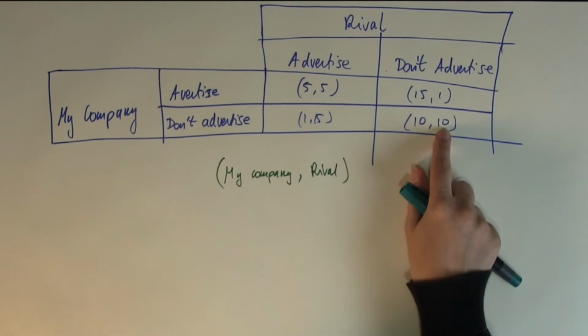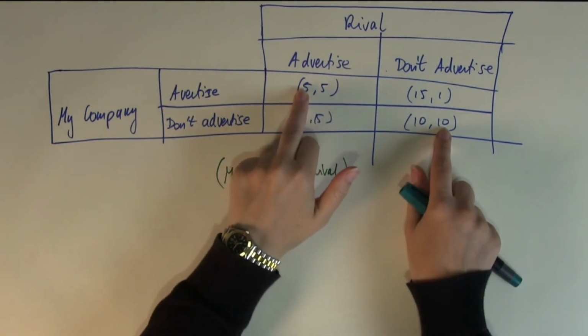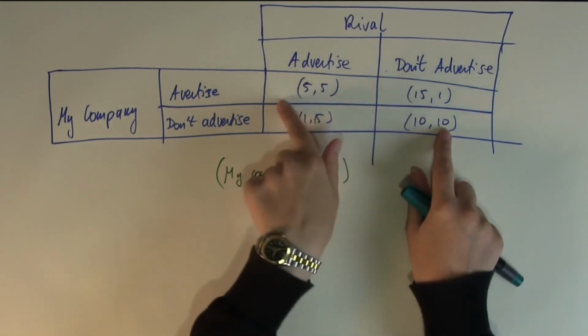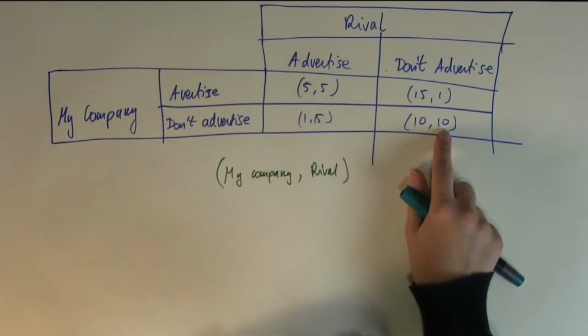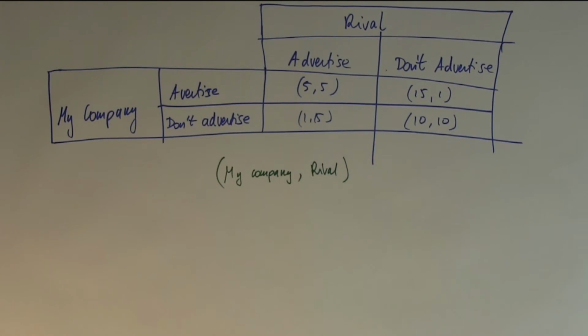So for me, the best choice would be to go with advertising. And I either earn 5 million or 15 million, depending on how quick my rival is at getting in there and starting advertising. Now, would this tactic be different if the rival would be choosing? Would the rival go with something different?